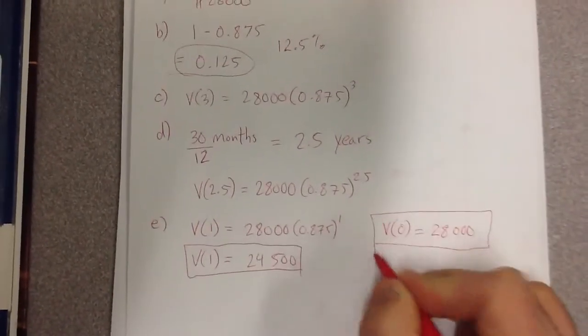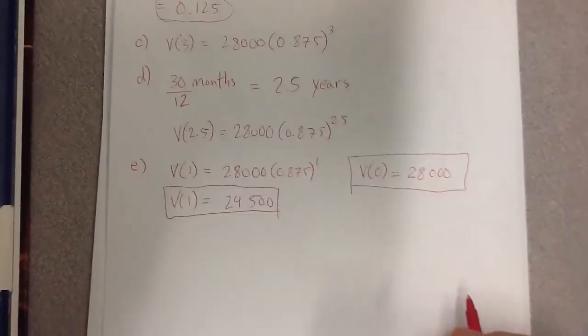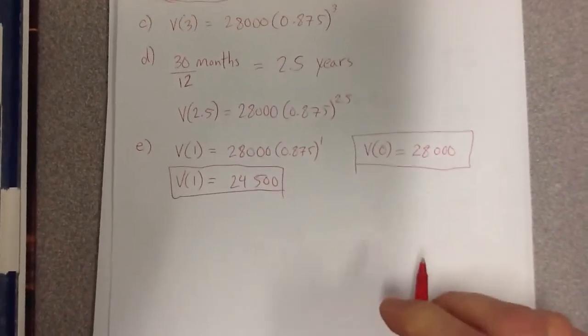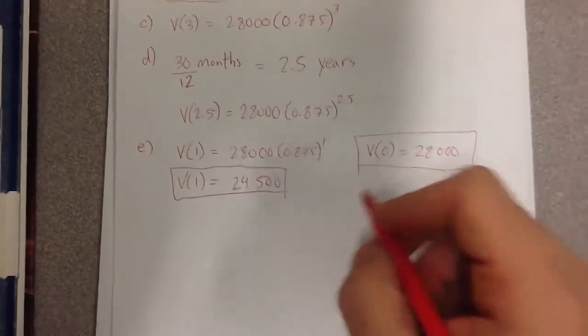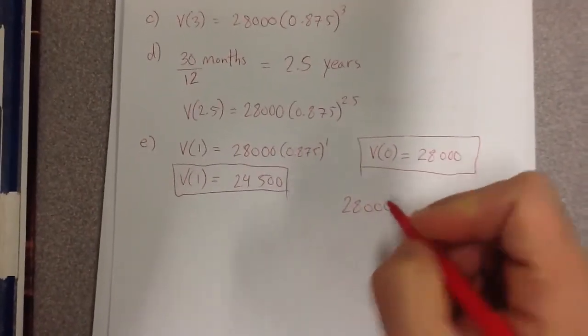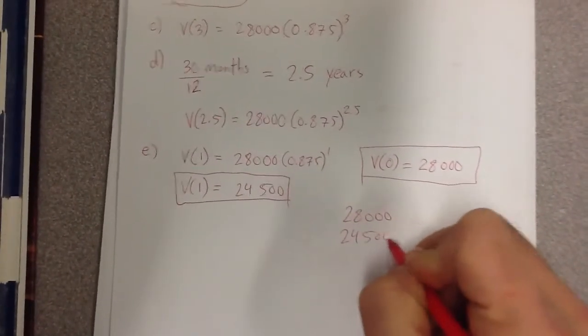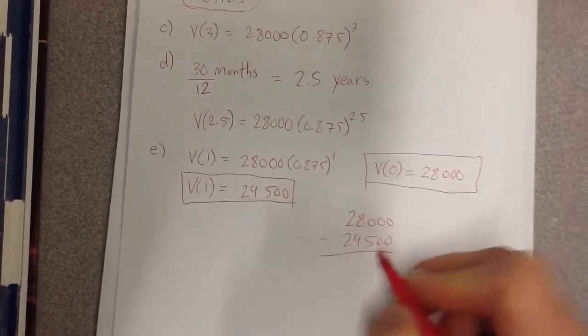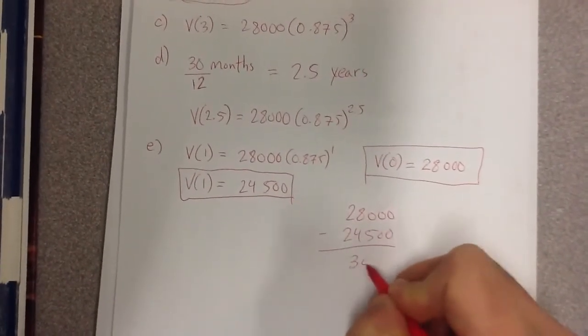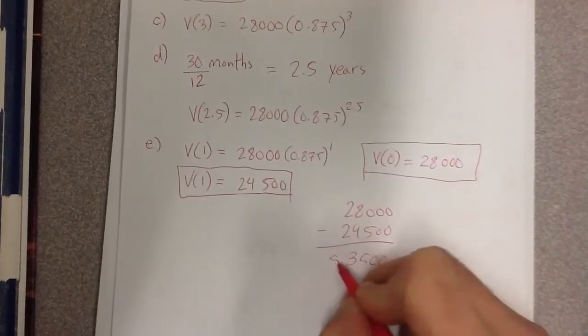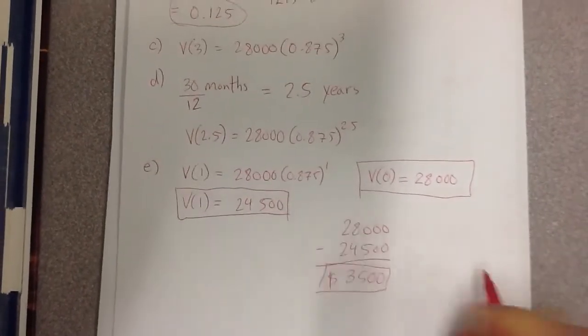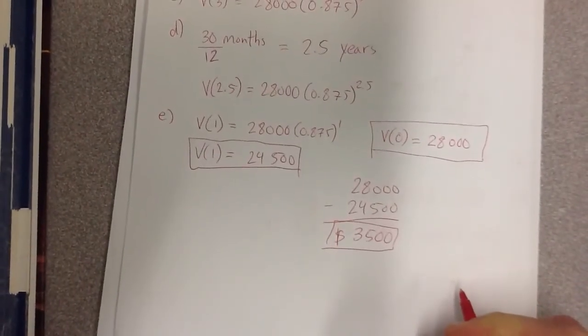This is how much the car was worth right at the beginning. So if it asks me how much value does the car lose, I just take the difference, 28,000 minus 24,500. And if I do this, it's going to give me $3,500. Okay, so the car depreciated by $3,500.